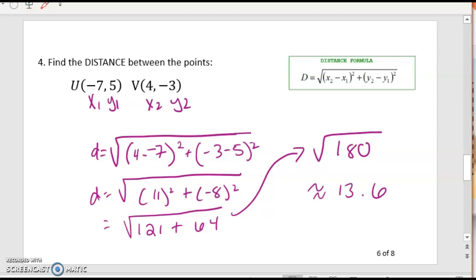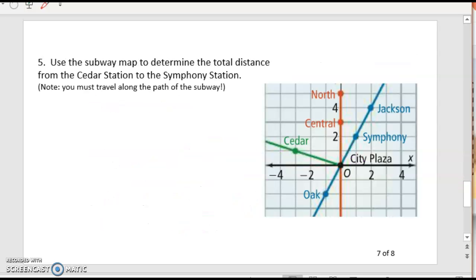All right, this next problem I think is really cool. It says, use the subway map to determine the total distance from Cedar Station to the Symphony Station. So we're going from Cedar to Symphony, but the train can't go off the track, so we have to follow this green path all the way to City Plaza and then go from City Plaza to Symphony.